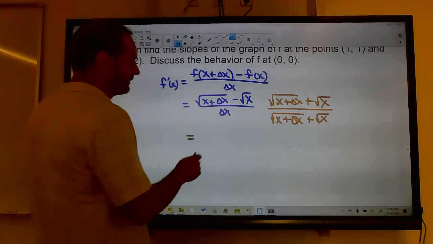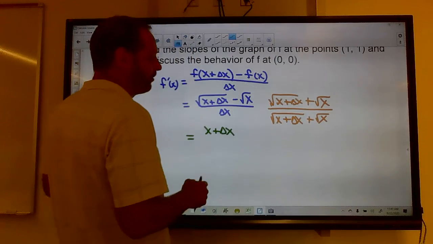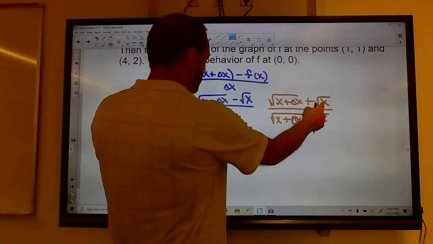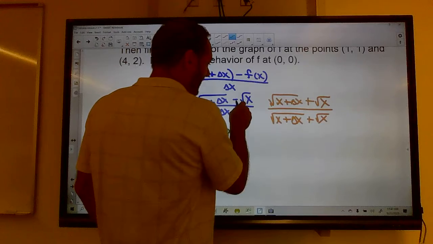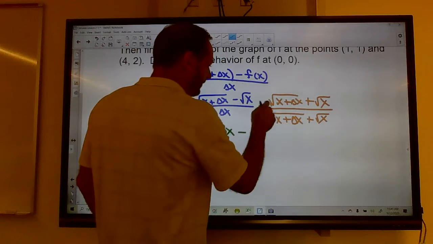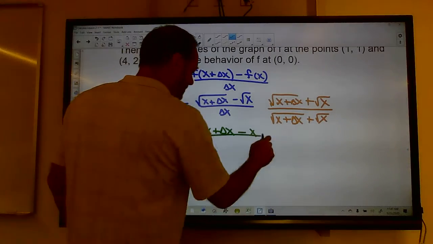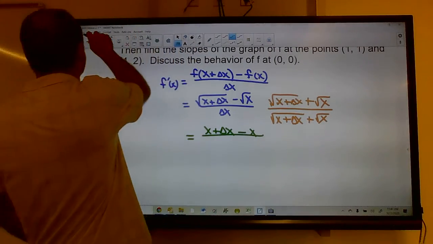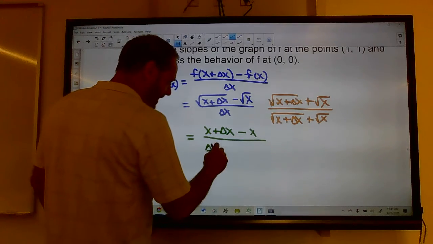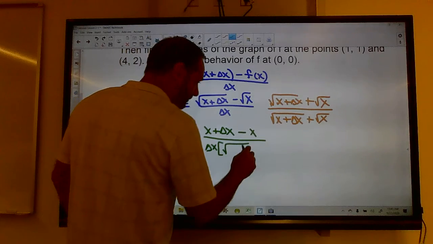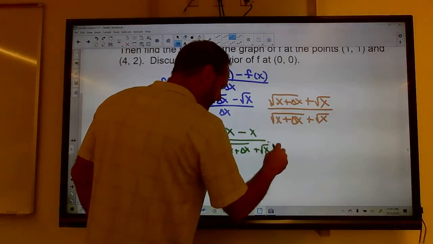So what do I get when I do this? Well, this times this is just x plus delta x. Remember, the whole point of rationalizing is that this and this, the outside and the inside, are opposites. They cancel each other out. And then last would be negative times a positive is a negative, and that's just going to be x. Square root of x times square root of x is x. And then on the bottom, I'm going to get delta x times the square root of x plus delta x plus the square root of x.